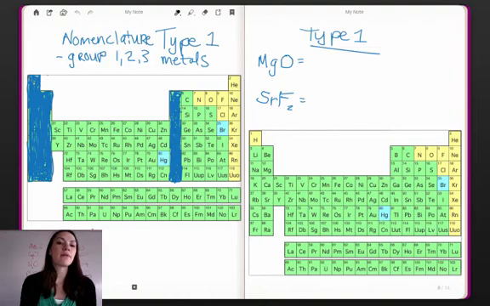So we're going to start out with type 1 nomenclature. Those are going to be your group 1, group 2, and group 3 metals. Over here I have shaded in blue group 1, group 2, group 3, so you can see a visual. If you have a metal that's in any of those groups, you're going to have type 1 nomenclature because you know what the charge is. Group 1 is going to have a 1 plus charge, group 2, 2 plus, group 3, 3 plus. For type 1, you know what the charge is so that you can use that.